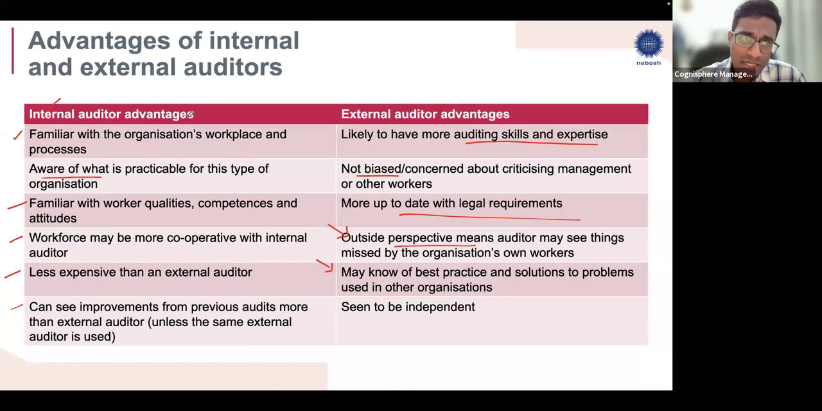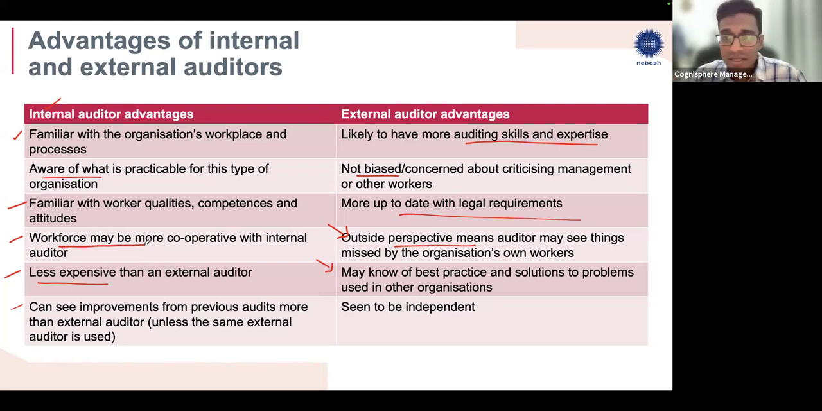Whatever is the advantage of an internal audit can be seen as a disadvantage for an external audit. Okay. For example, internal audit is less expensive. So one of the limitations for external audit is they are expensive. Okay. And here, workforce may be more cooperative. So, a limitation for external audit is workforce may not be cooperative. So, they may not seek the required information for the audit.